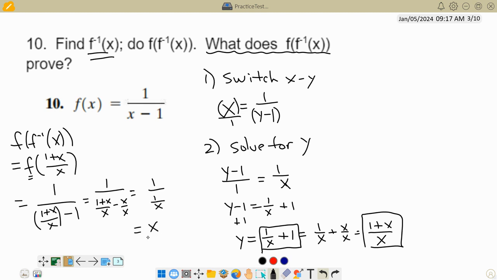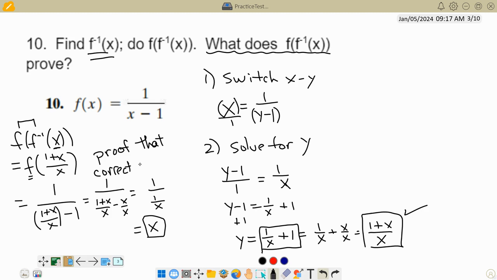Boom. See, this shows that my inverse is actually correct, check mark, because when I do the function following the inverse function, it takes me right back to where we started. We started at an x, boom, we ended up back at an x. So that means really these two functions kind of undo each other, all right? So this is like a proof that we have the right answer. It's a proof that we have the correct inverse function.